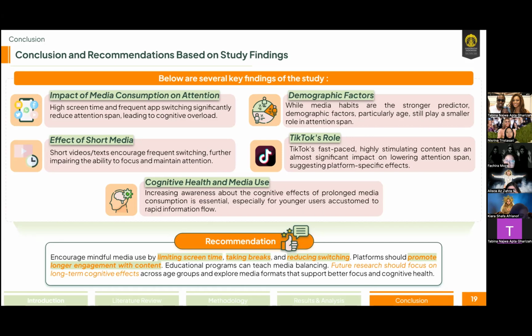Third is demographic factors. In our study, media habits are the stronger predictor, but demographic factors, particularly age, still play a smaller role in attention span too. The fourth is TikTok's role. TikTok has fast-paced, highly stimulating content that has an almost significant impact based on our result. So TikTok can lower attention span, suggesting platform-specific effects. The last is cognitive health and media use. Increasing awareness about the cognitive effects of prolonged media consumption is essential, especially for younger users.